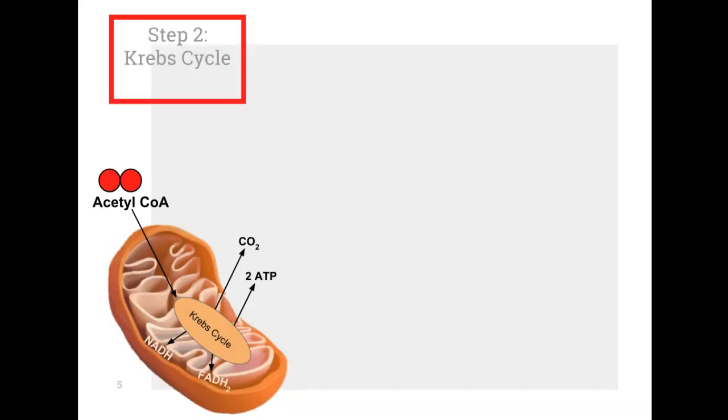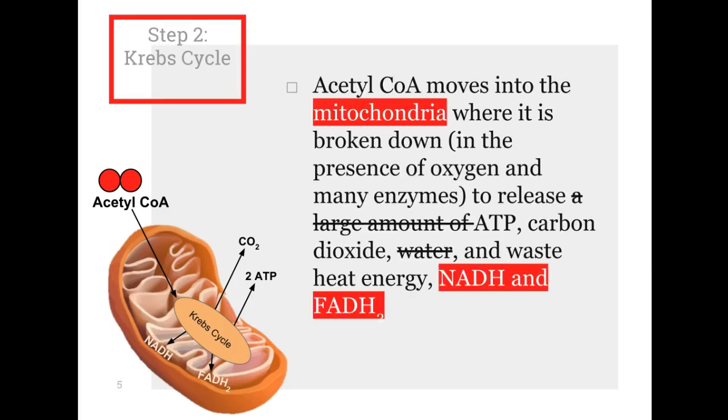Okay, once we're done the intermediate step, we can take that acetyl-CoA and put it into the mitochondria, and it's going to go through a series of steps with many enzymes and all this fun stuff, and it's going to create a bunch of stuff for us. So there's a couple things in your notes that I want you to cross out. Cross out a large amount of ATP because it only makes 2 of them in this step. It does create carbon dioxide. It doesn't create water, that's later.